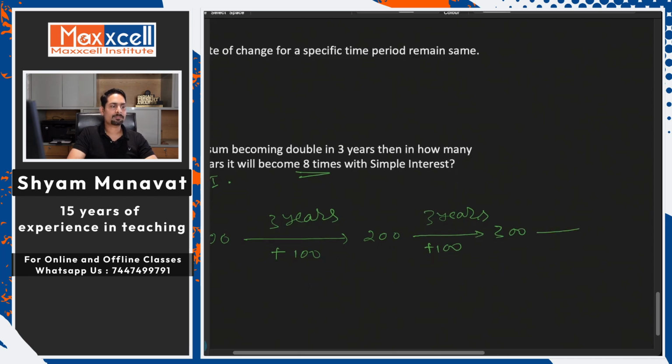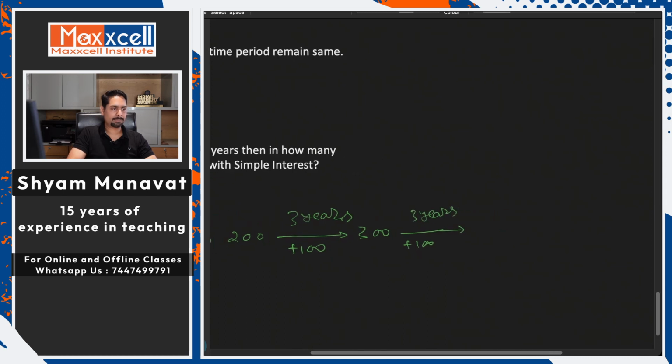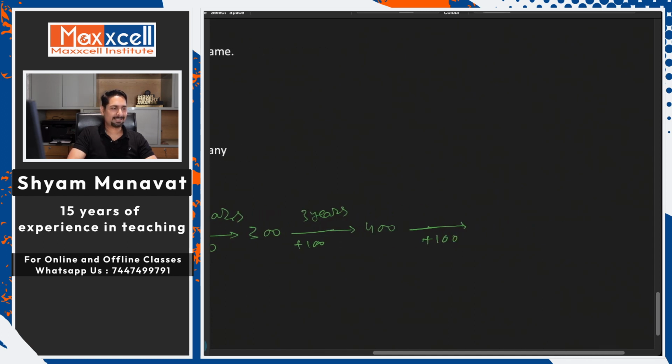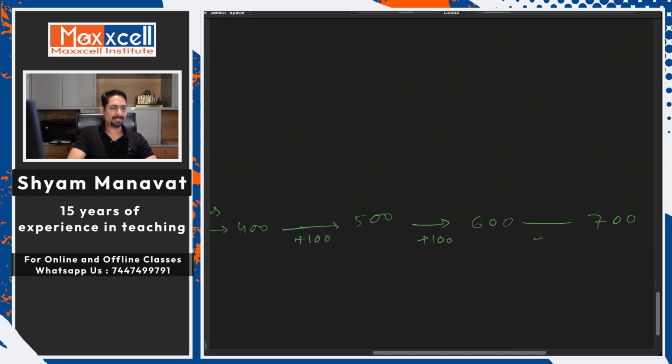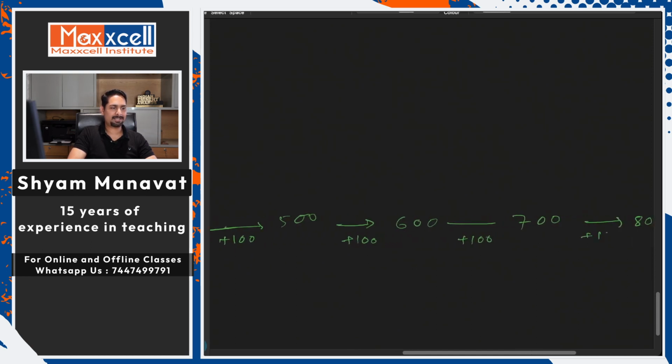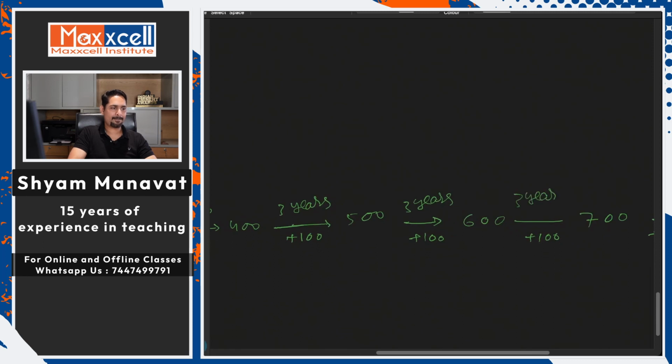Then next 3 years, again plus 100. So 400. Then again plus 100. Keep on adding it. 500, 600, 700, and at the end we got 800. Look at the time. Every 3 years we are adding 100, every 3 years, 3 years, 3 years, 3 years, and 3 years.